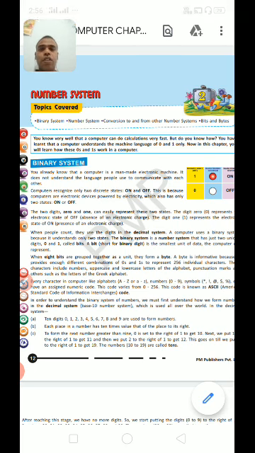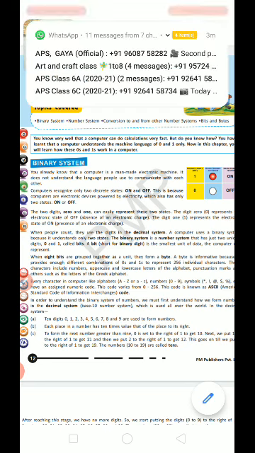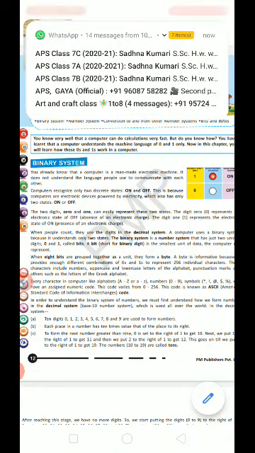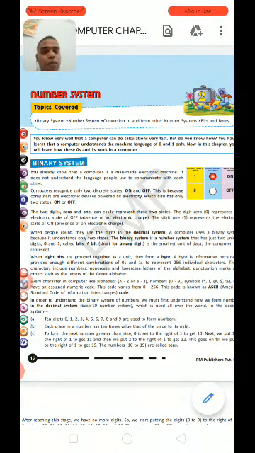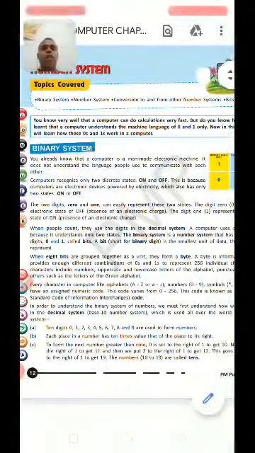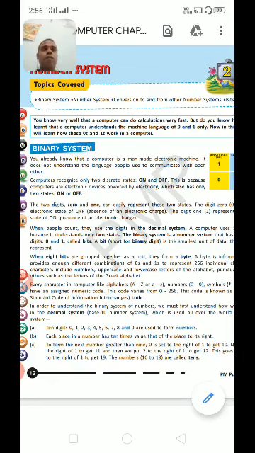Today I am going to describe the binary system. As you already know, the computer can only understand the binary number system, that is 0 and 1. So in this chapter we are going to learn how the binary system works and what the different types of number systems available in the computer system are.